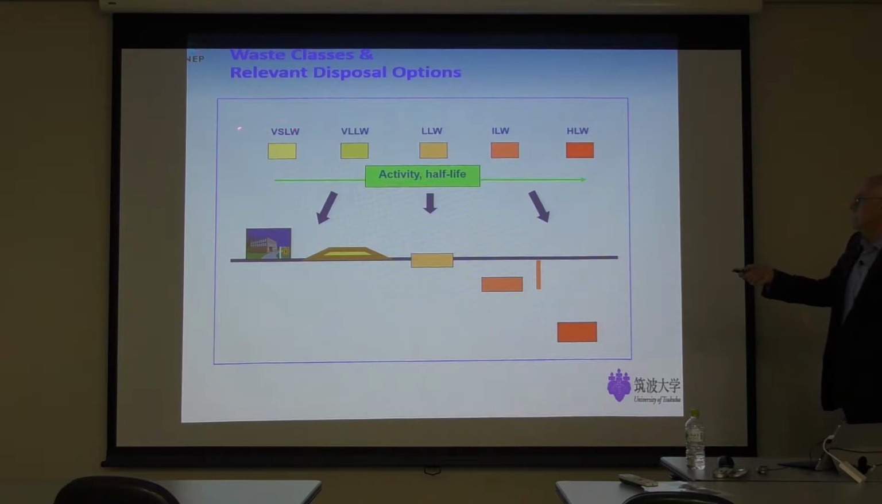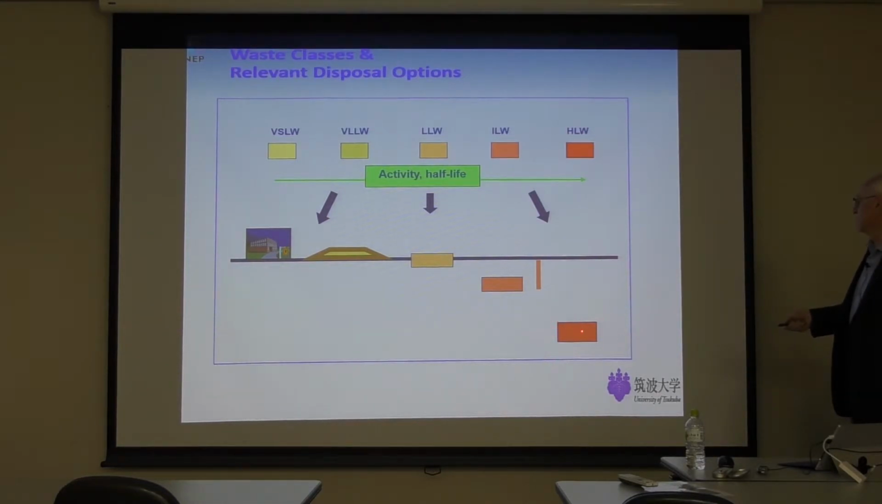And here we have again this very short-lived waste, very low-level waste, intermediate level waste, high-level waste. And depending on the activity and half-life, the higher the activity, the greater should be the depth at which the waste is disposed of. So high-level waste goes to the deep underground, to geological disposal, whereas very low-level waste and low-level waste can stay on the surface, of course, with some technical barriers.